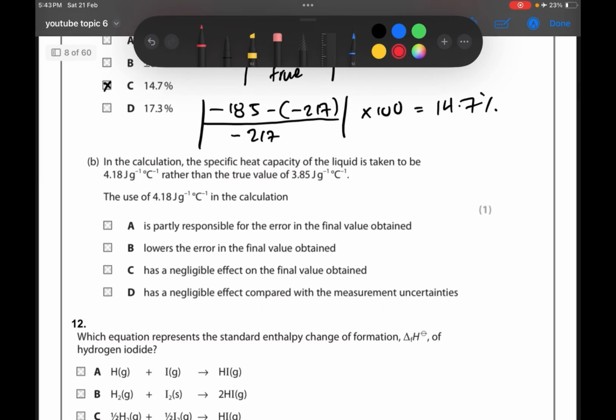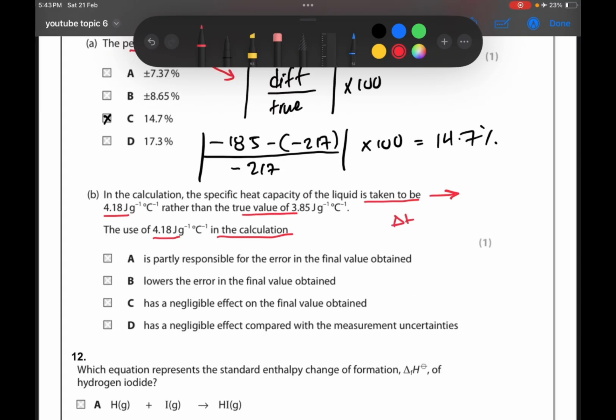B says in the calculation, the specific heat capacity of liquid is taken to be 4.18 rather than the true value of 3.85. The use of 4.18 in the calculation. Just keep in mind delta H is equal to mc delta T over m. The value we got is negative 185 kilojoule per mole. The value used was 3.85. What happens if we use the value of 4.18 instead?